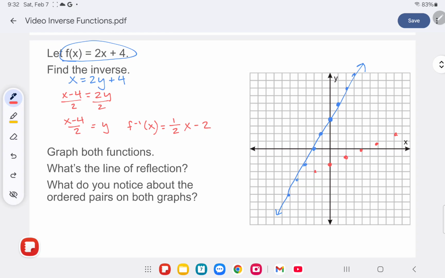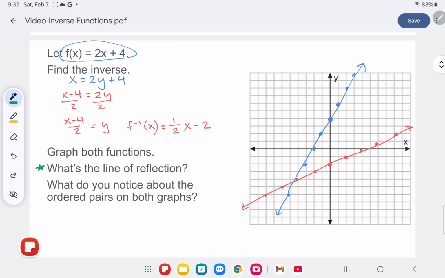I've got my slope of 1/2, and I'm graphing some points there. I said I was going to make a nice straight line, and these lines are not so nice and straight, but they'll work. So question, we graphed both the functions already. It says, what is the line of reflection? We'll get to that in just a second.